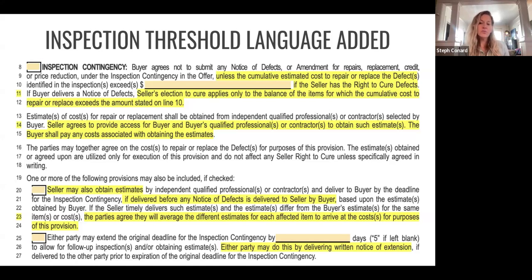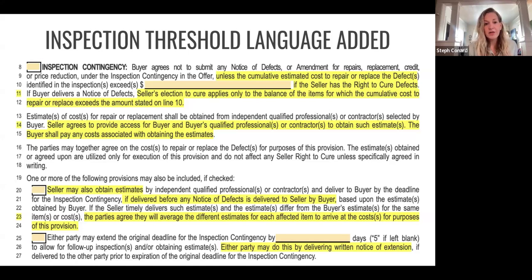Moving on, if the seller has the right to cure defects. That's another point to make: you would only use this language if you're giving the seller the right to cure. Otherwise, it's completely unnecessary to use it. Continuing on, line 11: if buyer delivers the notice of defects, the seller's election to cure applies only to the balance of the items for which the cumulative cost to repair or replace exceeds the amount stated on line 10. I'm going to get to that in a minute.